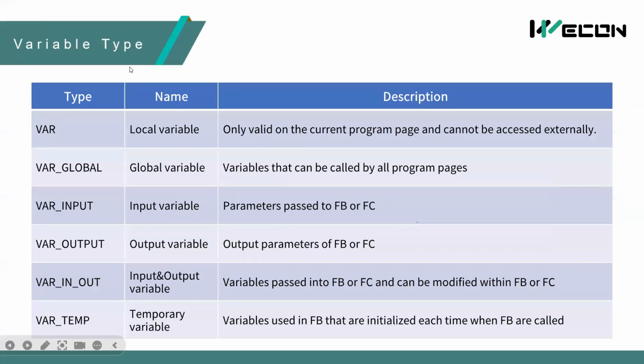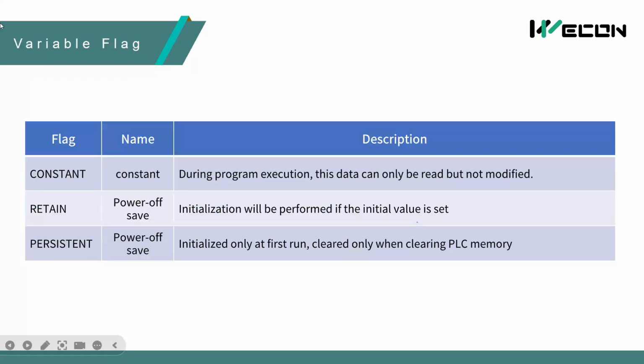Okay, I think we can continue, because in the next training I will introduce the custom function and the custom function block, and the differences between these two in detail. And last, we can also set the flag of our variable. Here we have three types: constant, retain, and persistent.